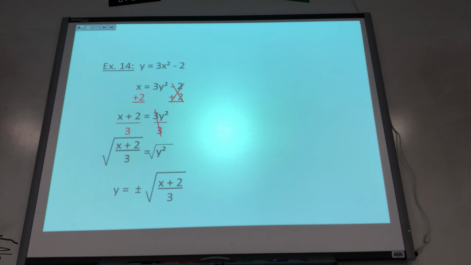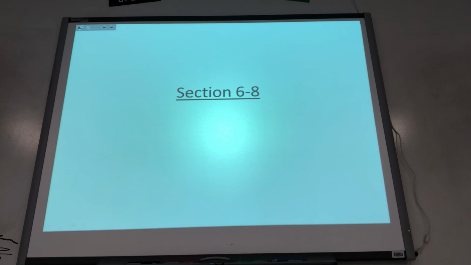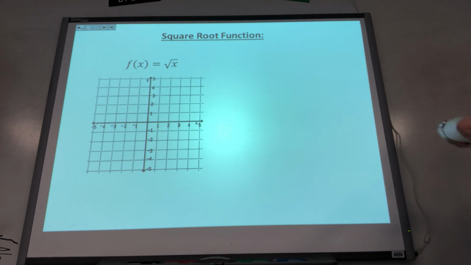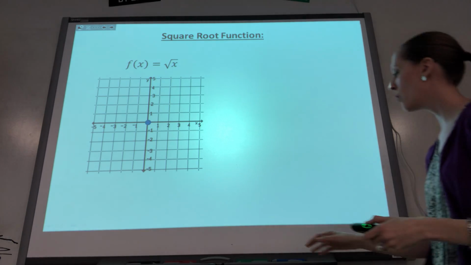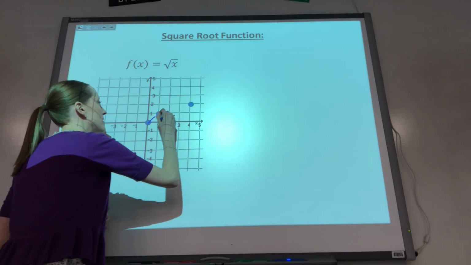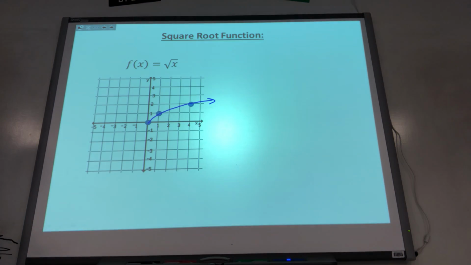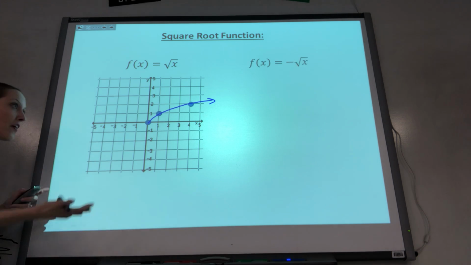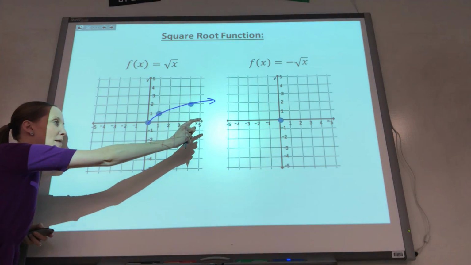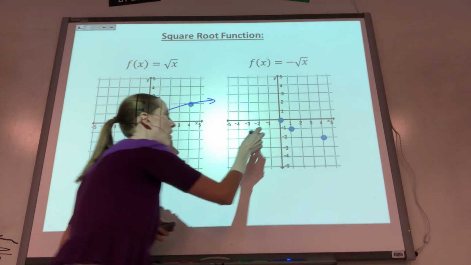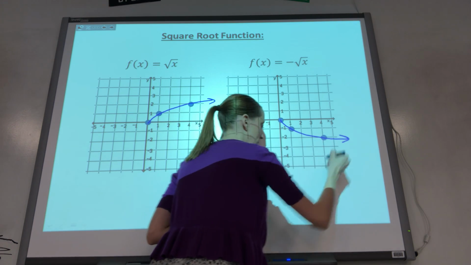Okay, last section here is 6-8. This is where we were graphing square root functions. And so I'm going to put back up here the parent graphs for each one. I mean, technically there's only one parent function. This is it. But we also looked at the graph of this flipped. And I'll go ahead and tell you, there is one on the test that is flipped. So having that part might also be helpful on your cheat sheet.